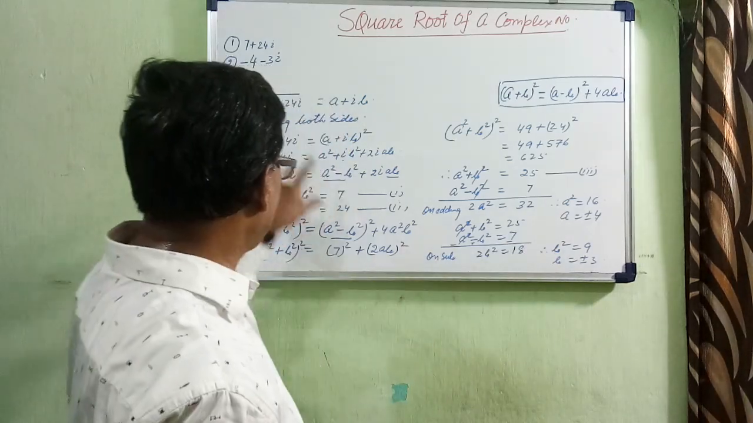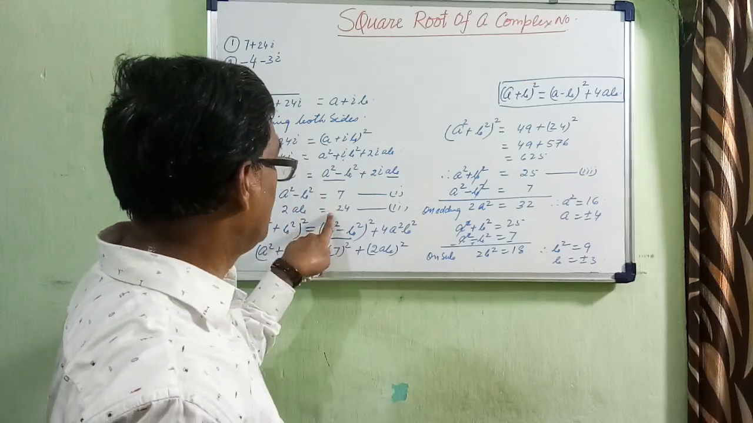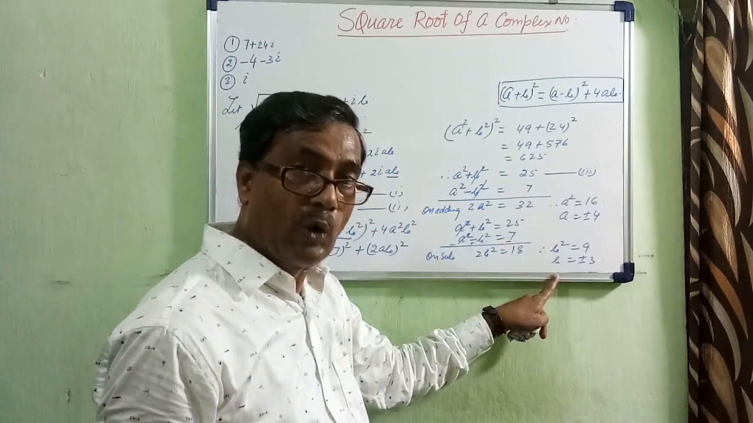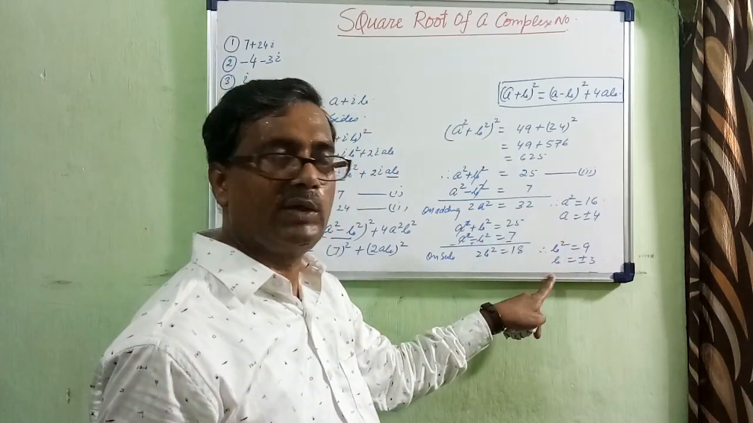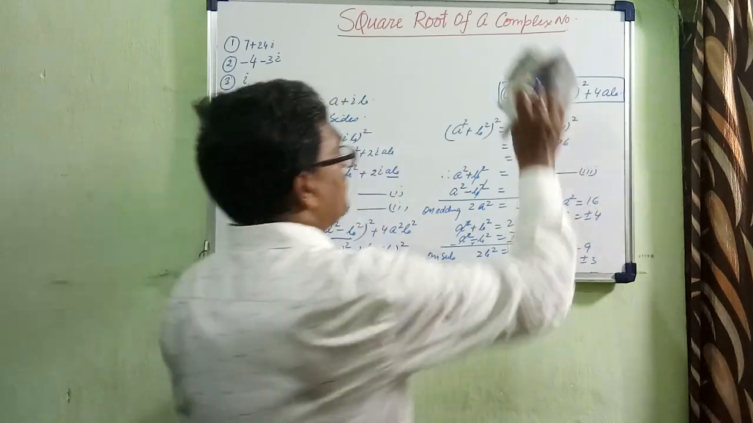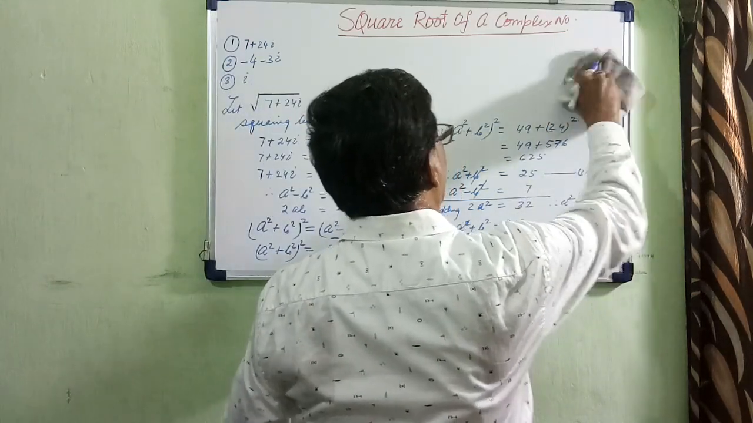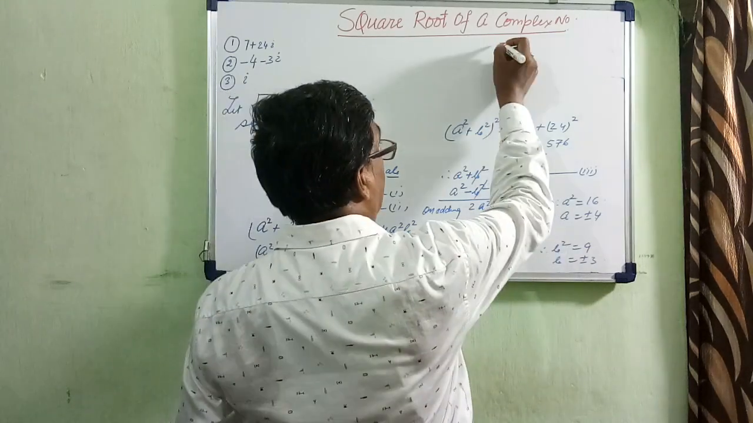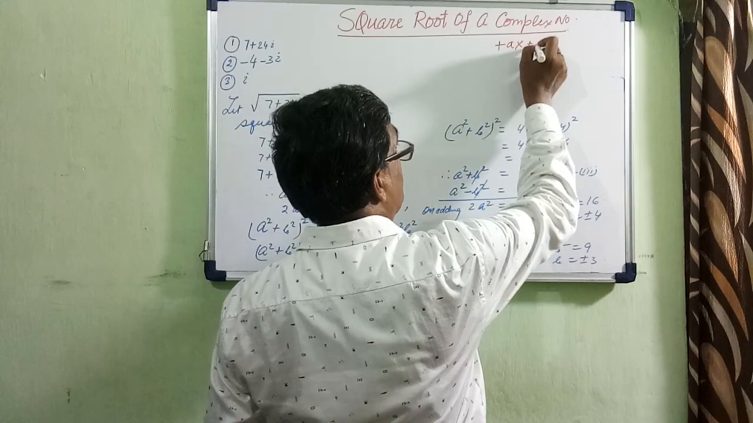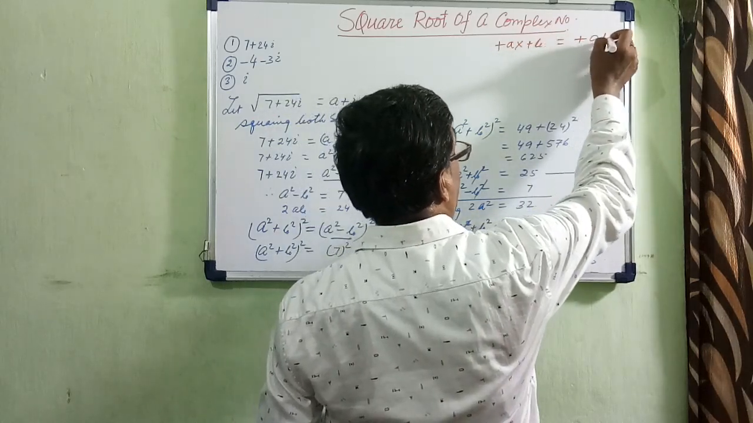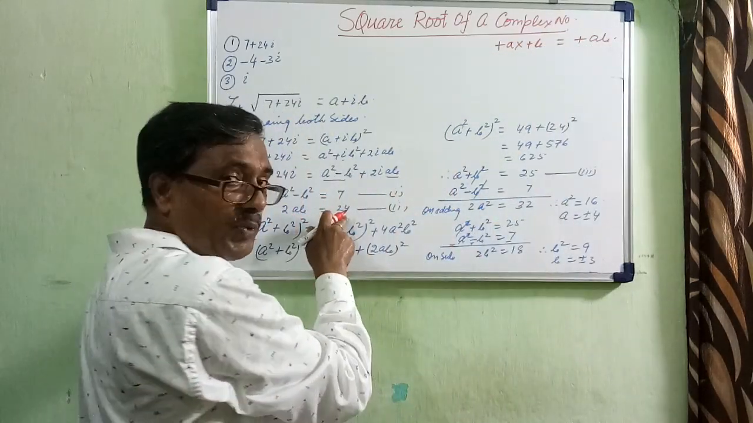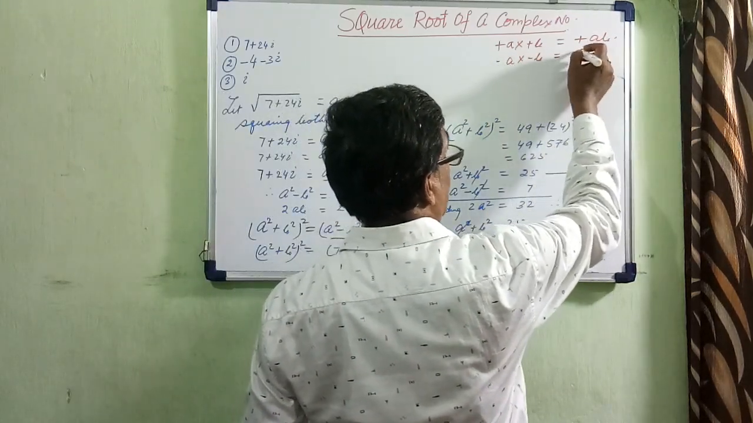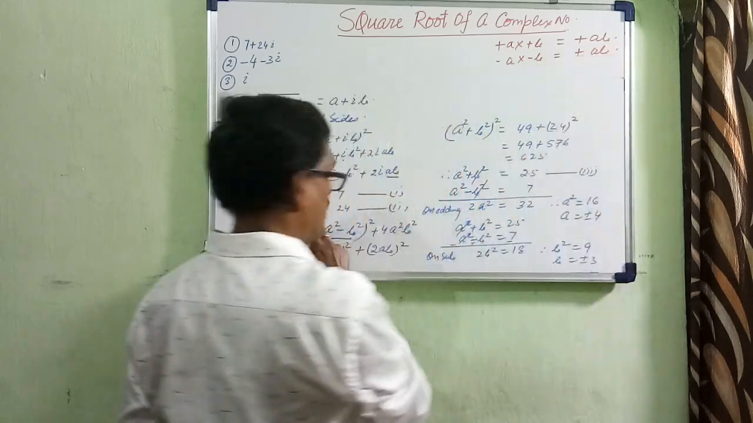And now, when ab is positive, then you take a positive, b positive, or a negative, b negative. Why? I'll just give you the explanation of this. See, if you take plus a into plus b, will it be positive ab? You need ab to be positive. And if you take minus a into minus b, is equal to how much? Again positive ab. So positive ab.